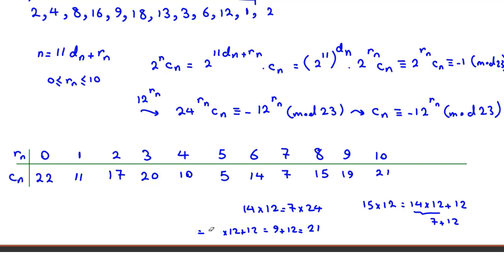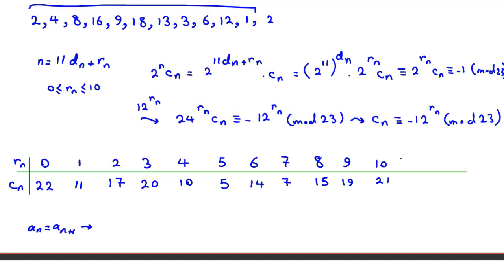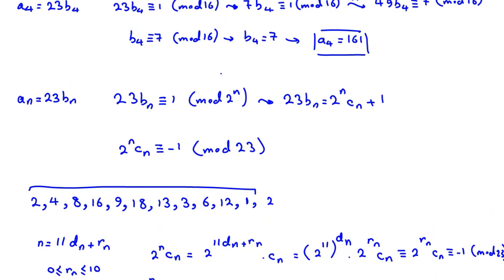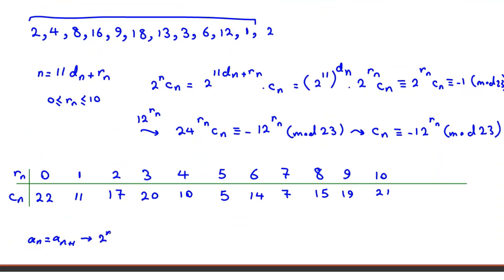Now, why is it important? If a_n equals a_(n+1), let's see what happens. Suppose a_n equals a_(n+1). So we conclude that 2^n c_n plus 1 was a_n. So we conclude 2^n c_n plus 1 equals 2^(n+1) c_(n+1) plus 1. Now, if we cancel 1, and if we divide both sides by 2^n, we conclude c_n equals 2c_(n+1). So we should see, it is like a cycle.